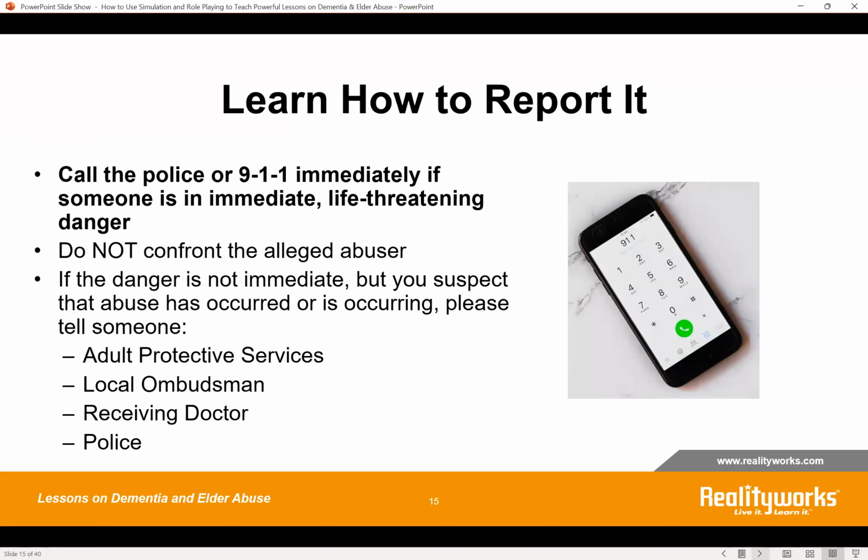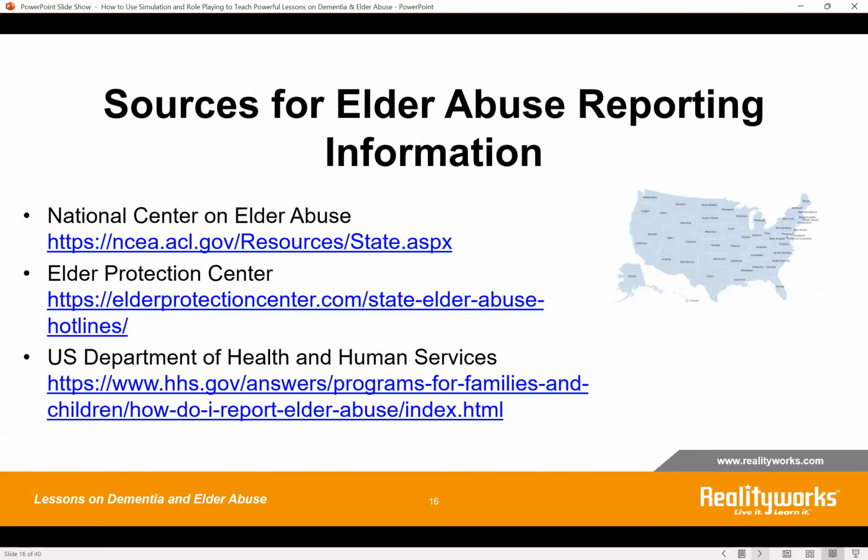And here are a few tips. Certainly call 911 if there is immediate life-threatening danger. However, do not confront the alleged abuser because it may make it worse for the elderly patient until the help can arrive. So here are a few places that they could call, sources that are listed on the screen here. But to reinforce these tips, you could create scenarios that involve reporting as a part of the scenario. You could leave the script or the scenario open-ended, asking the students what they would do next.